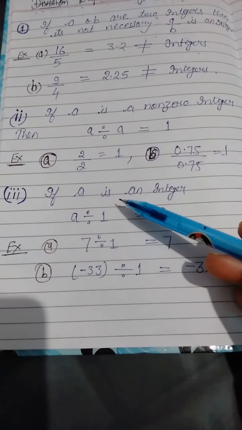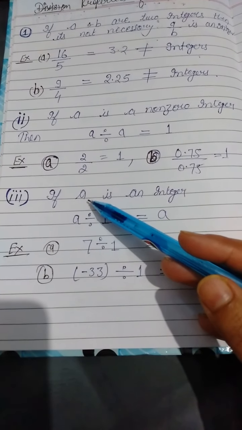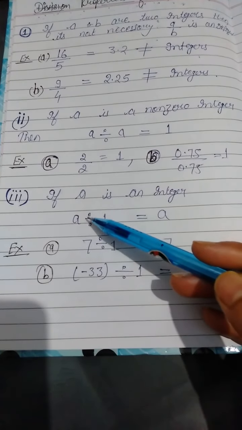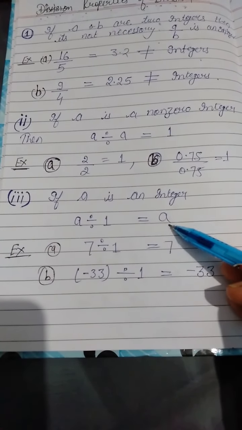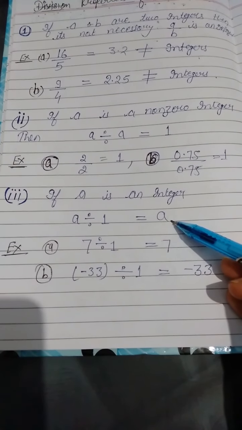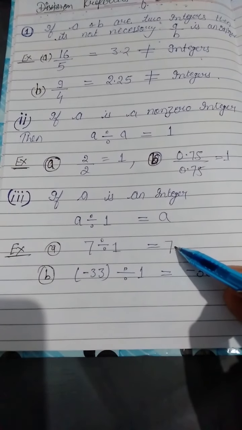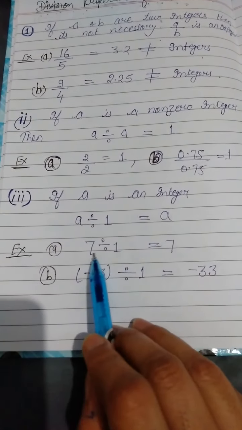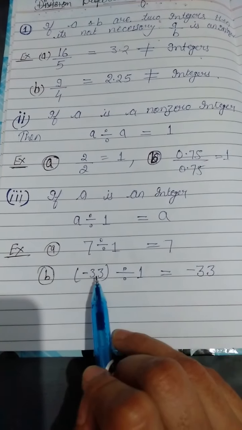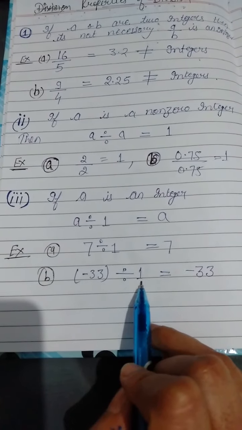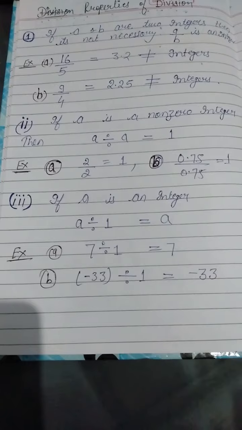The third property: if a is a number and we are dividing that number by 1, like a divided by 1, the result will always be that number, that is a. If a number is divided by 1, the result is always the actual number. Like 7 divided by 1, the result is 7. That will not change. Minus 31 divided by 1, the result is minus 31. The result will not change, it will be the same.